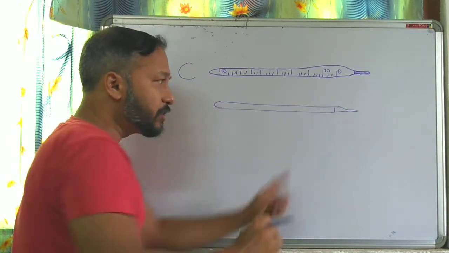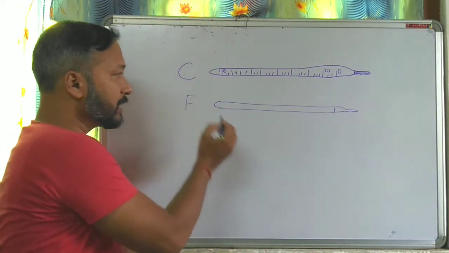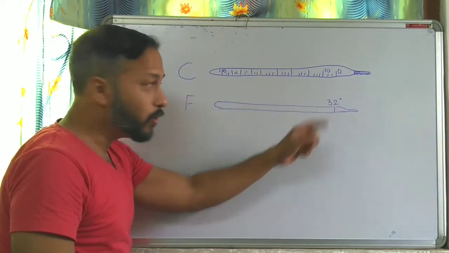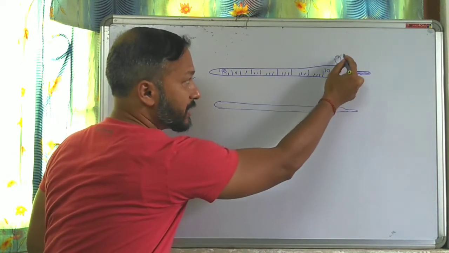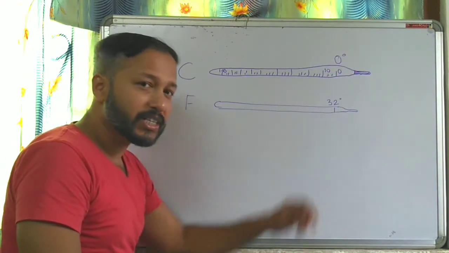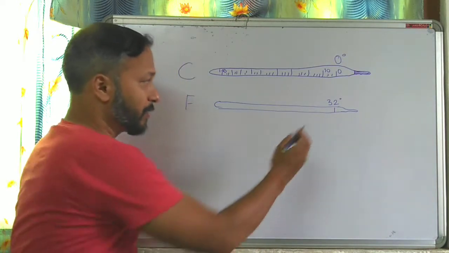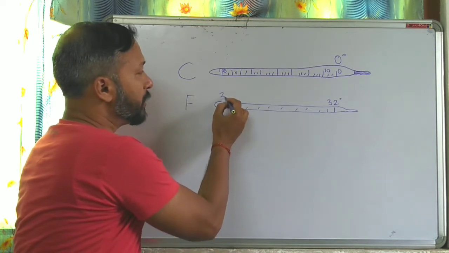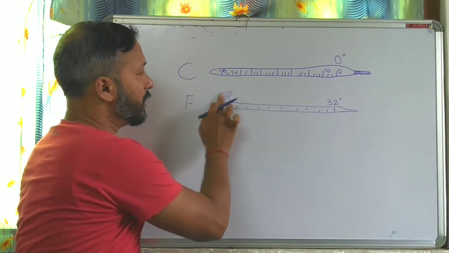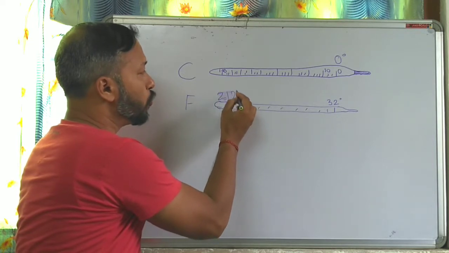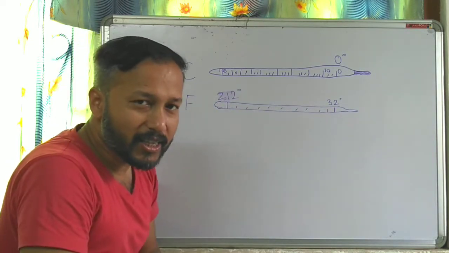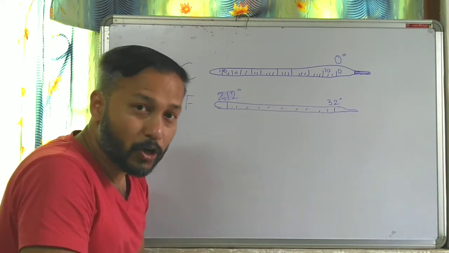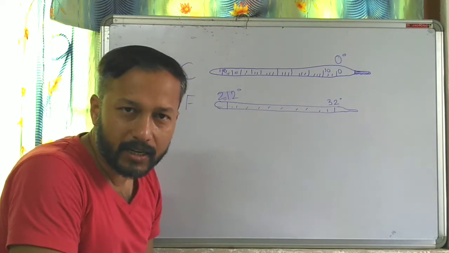This Fahrenheit thermometer starts from 32 degrees. Like I told you, the Celsius thermometer starts at 0 degrees and the Fahrenheit thermometer starts at 32 degrees, and it will continue till 212 degrees. Understood? 32 degrees to 212 degrees. Got it?